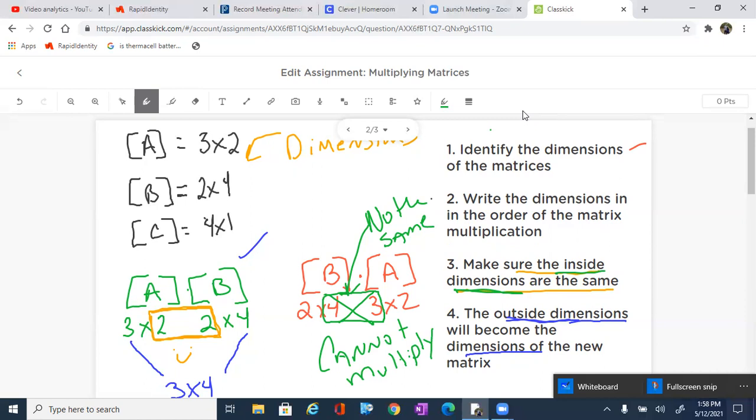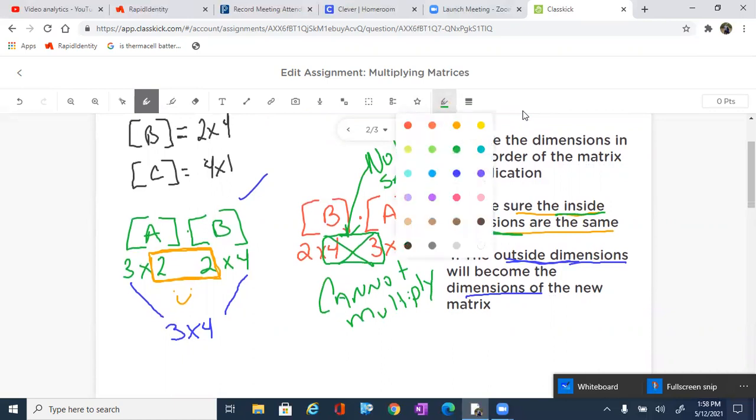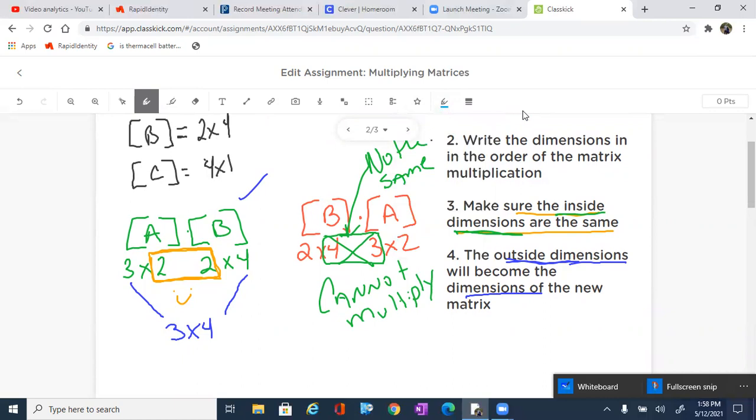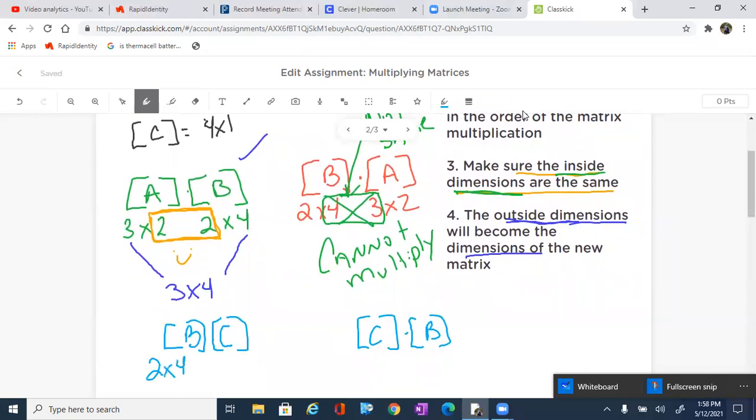So let's just look at one more, since we're here. I'm going to look at B and C. How can I multiply B and C? Let's say I've got matrix B times matrix C, or matrix C times matrix B. Can I even multiply those? B is a 2 by 4, so I write 2 by 4, and C is a 4 by 1.